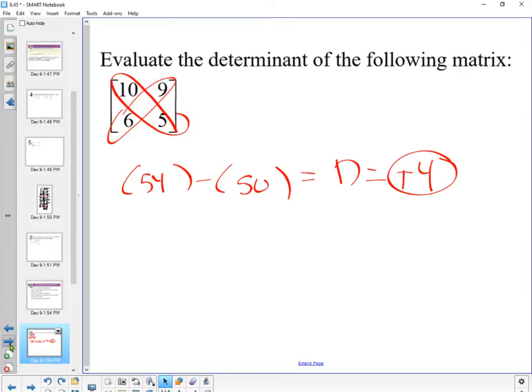Hey, something you'll find out real quick is I'm a decent mathematician, but I'm a poor arithmetician. Me and plus and minus don't get along.